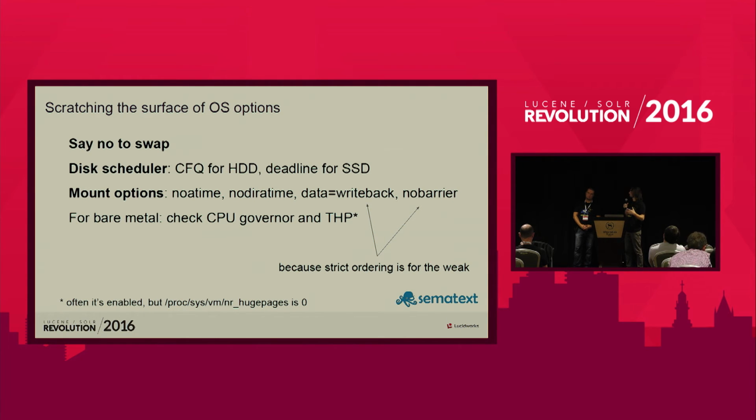And if you're on bare metal, you might need to check for other things. For example, the CPU governor, which takes care of power saving by scaling the CPU frequency, and transparent huge pages, which allows the operating system to address bigger chunks of memory with one address. For many data stores, you see the recommendation that this should be disabled. The funny thing is, it's enabled by default on most Linux distros, but the number of allocated huge pages is 0, so that's effectively disabled. But I think it's worth checking to see if it actually is enabled or disabled for your use case.